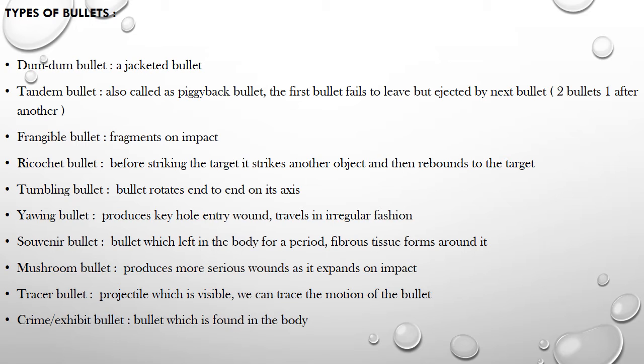It is called as souvenir bullet. Mushroom bullet is a type of dum-dum bullet, which will produce more serious wounds on impact. Tracer bullet is a projectile which is visible.